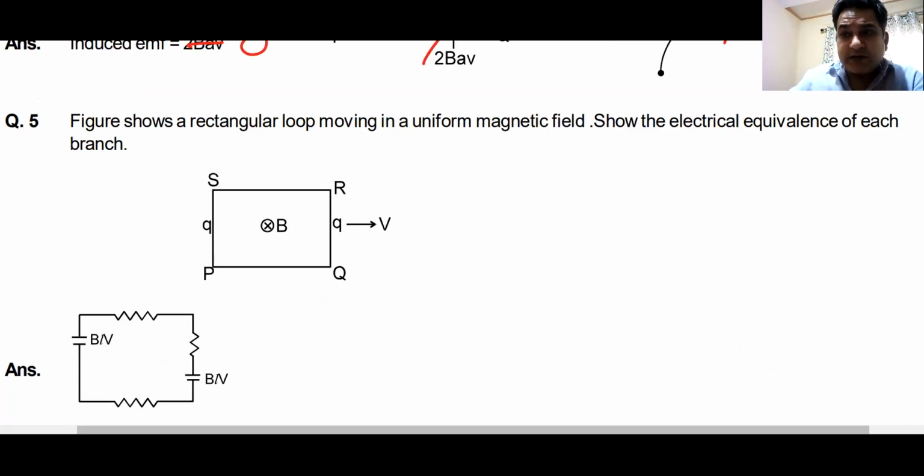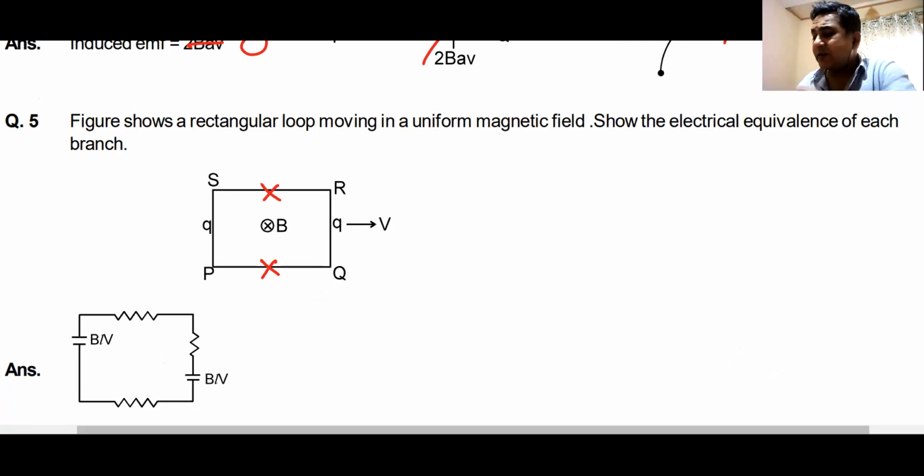Similar to this question, PQRS is a loop which is moving in a uniform magnetic field. You have to draw the battery diagram of this loop. As you can see, in this part there will not be any induced EMF, because L and V are parallel. Induced EMF will only come in the RQ and PS parts.